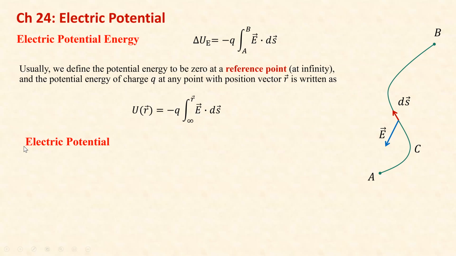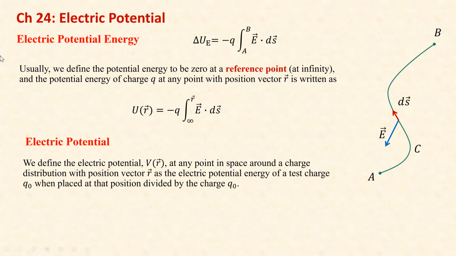So now what is the electric potential? This was electric potential energy. And the chapter is about electric potential. So the way we define the electric potential is this. We call it V of r, as opposed to U of r, at any point in space around the charge distribution with position vector r, meaning the point is at position vector r. We define the electric potential as the electric potential energy of the test charge, Q naught, when placed at that position, divided by the charge Q naught.